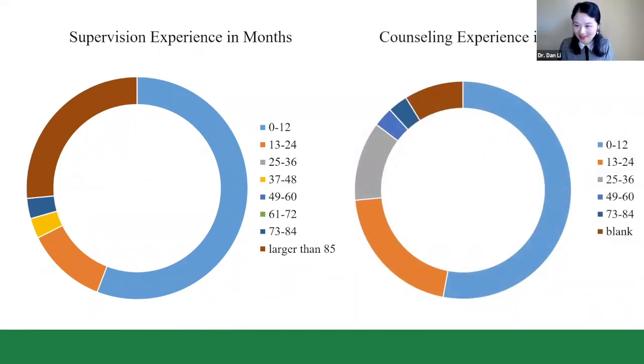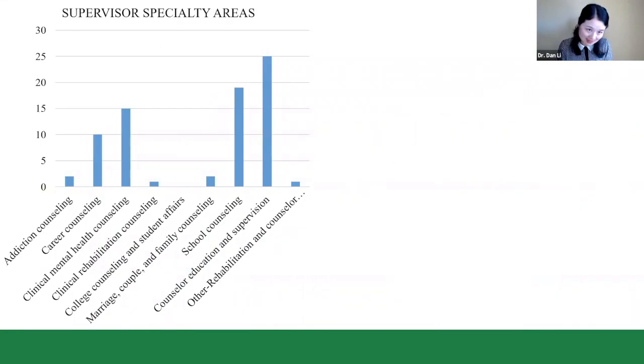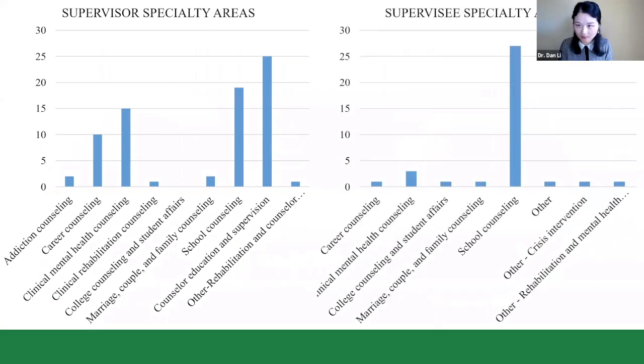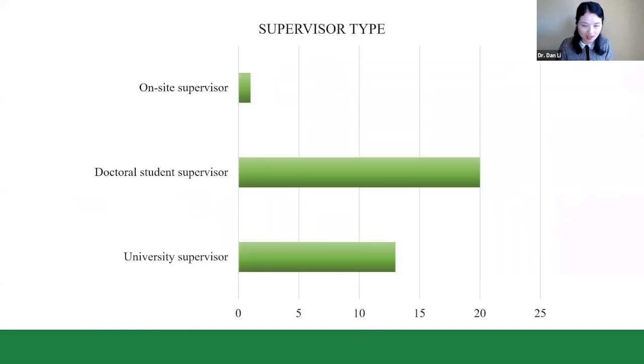Supervisees' counseling experience is not surprising. Most of them fall between 1 to 2 years. Supervisors mainly indicate their specialty area in counselor education and supervision, school counseling, clinical mental health counseling, and career counseling. For supervisees' specialty area, most of them are in school counseling, some in clinical mental health counseling. There are also some students who indicated other specialty areas. It's not surprising, most of the supervisors are doctoral students here, and some of them are university supervisors, and I remember there's only one on-site supervisor.